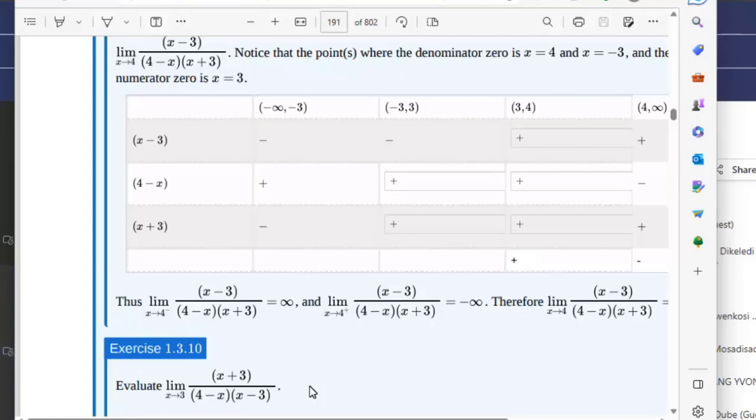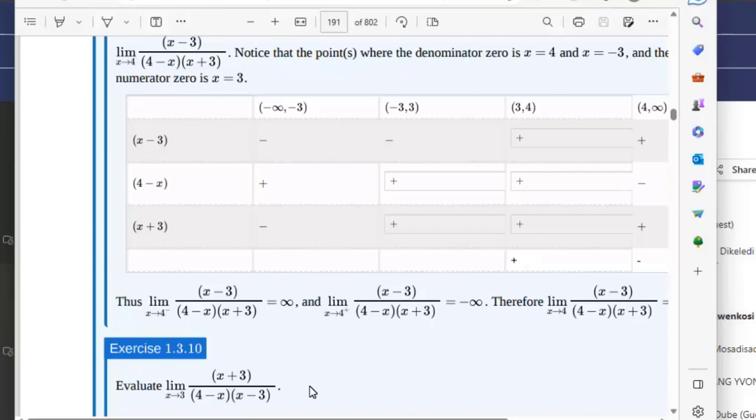Someone's hand is up. I can only see Wenkosi. Thando just joined. I'm sorry I came late. But I'm happy that the question that you are doing is this one, exercise 1.3.10. Okay, I got 0. You got 0. Please explain to us how you got the 0.